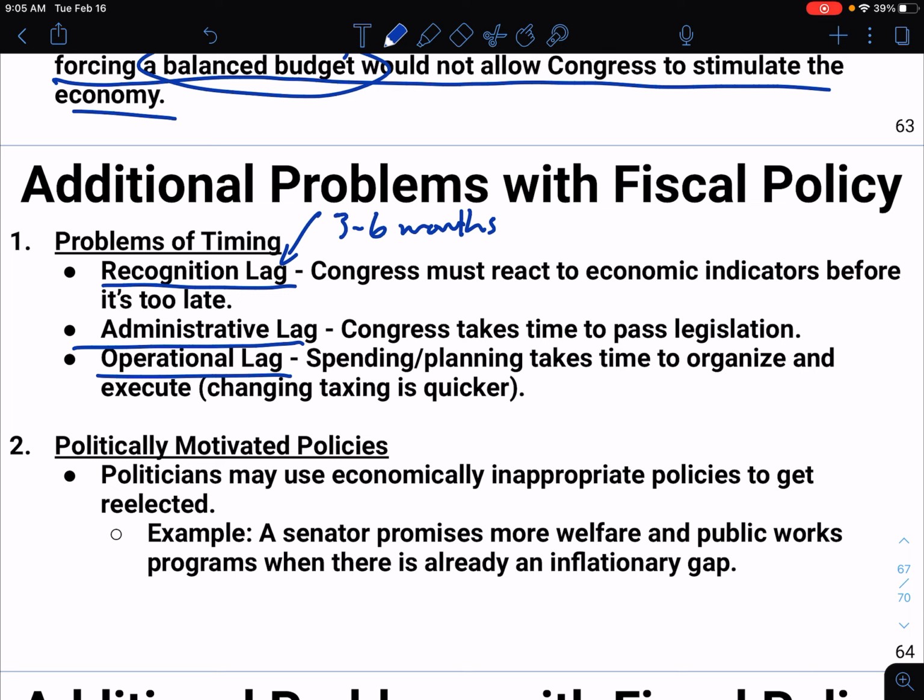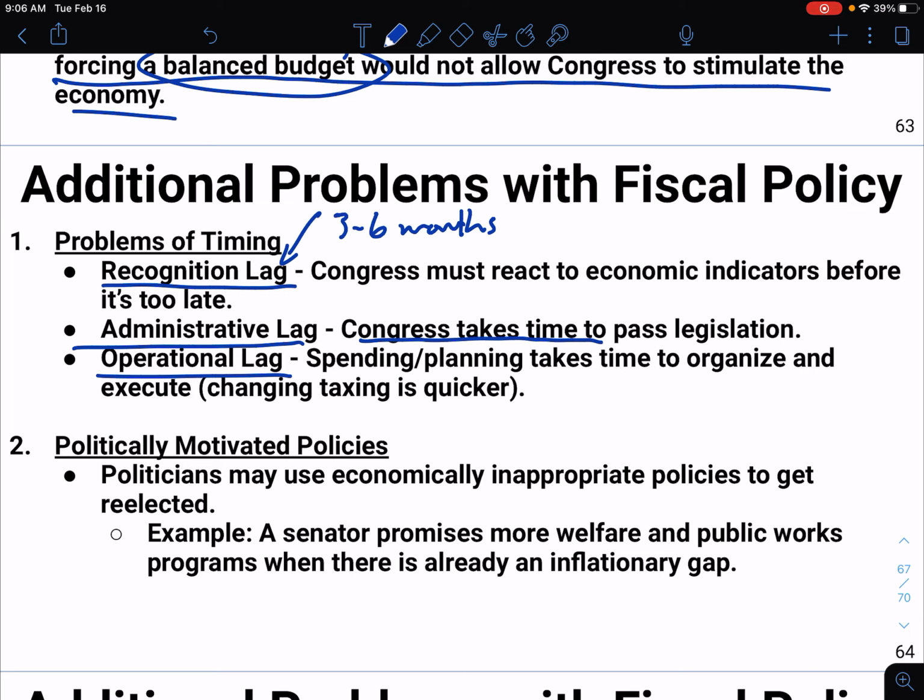Now, administrative lag, particularly now, you guys know that Congress is not doing that great of a job passing any legislation quickly. So it takes a while to do that. Even if everybody knows what should happen, if it takes a long time for it to happen, then that's going to lengthen the time of the recession.